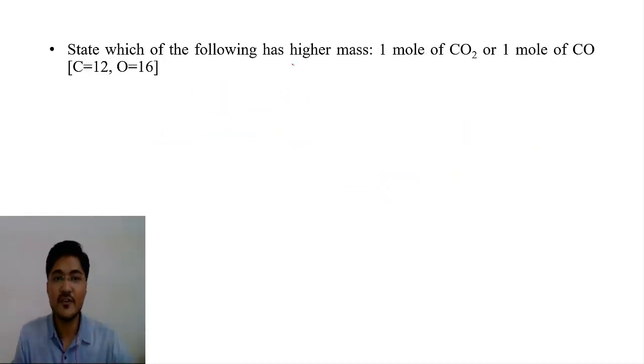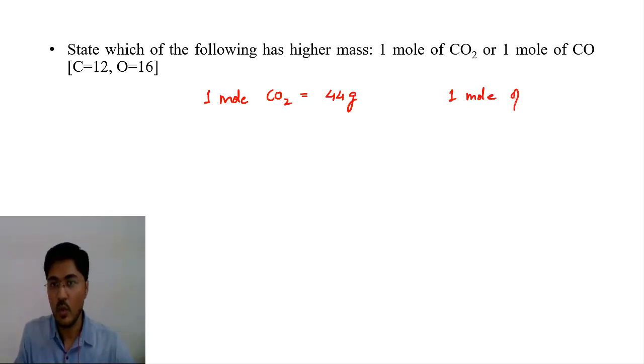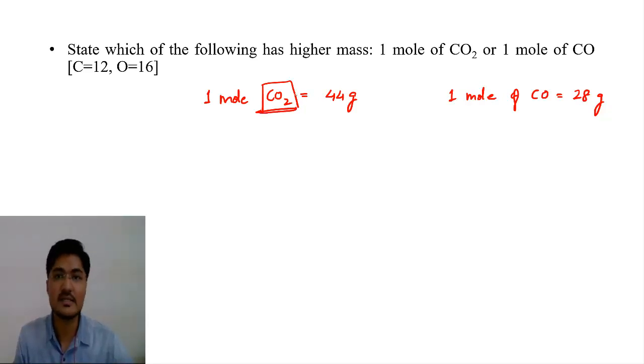State which of the following has highest mass, 1 mole of CO2 or 1 mole of CO. So 1 mole of CO2 will contain 44 grams and 1 mole of CO will contain 12 plus 16, that is 28 grams. So obviously 1 mole of CO2 will contain more mass, that is higher mass. So the answer is CO2. Now let's look at the last question of this session.